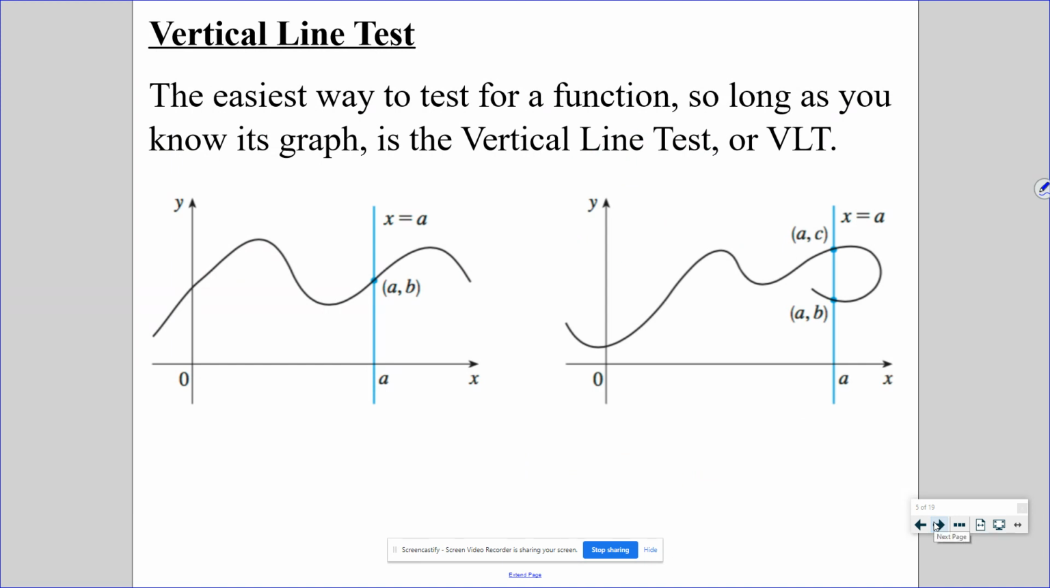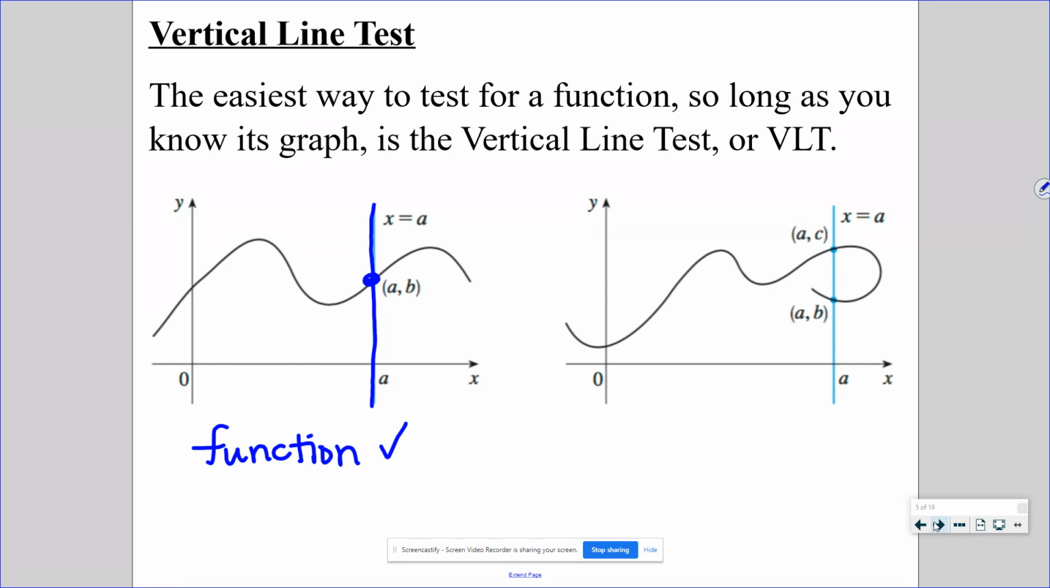Another review item. There's a thing called a vertical line test. Hopefully you remember that. A vertical line test is basically a way to visually tell if a graph is a function or not. And it's as simple as this. You have a function in this black curve. You take a vertical line, which is this blue line here, and you see how many times it crosses your function. In this case, it only crosses one time. So this is a function.